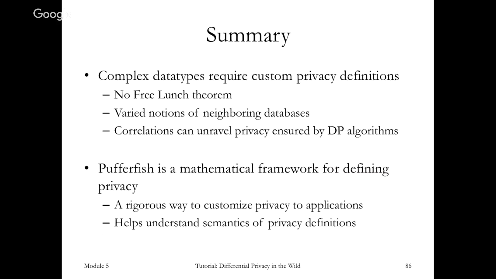So to summarize this module, you have these complex data types in the real world which require custom privacy definitions. Differential privacy does not directly apply. And this has been one of the blockers for applying differential privacy type techniques to the real world. One way to handle that is to use this pufferfish type mathematical framework to define privacy. In the next module, she is going to talk about specific instantiations of pufferfish in graphs and trajectories. And before that, are there any questions?